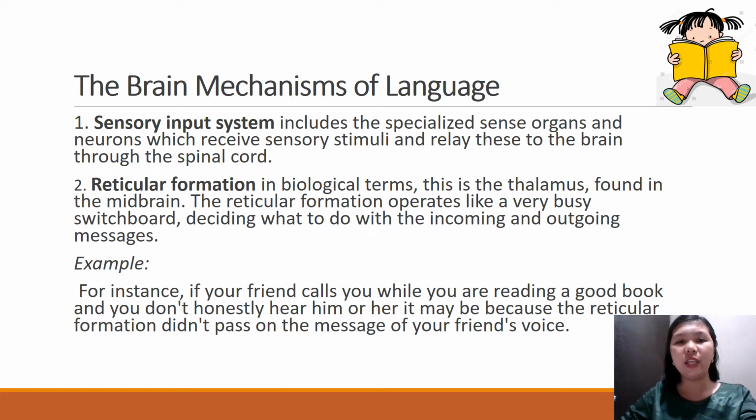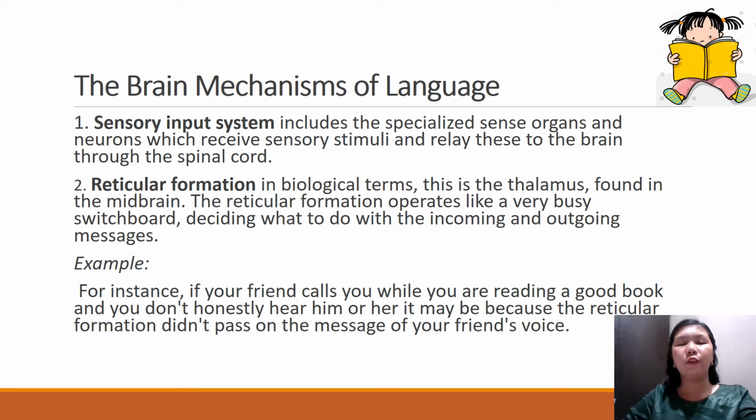Next is the reticular formation. In biological terms, this is the thalamus found in the midbrain. The reticular formation operates like a very busy switchboard, deciding what to do with the incoming and outgoing messages. It can send incoming messages on up to the other parts of the brain, or it can cancel them. More specifically, arousal and attention take place in the reticular formation.